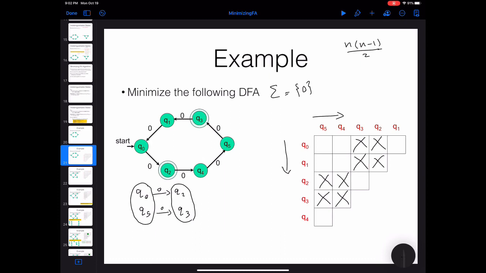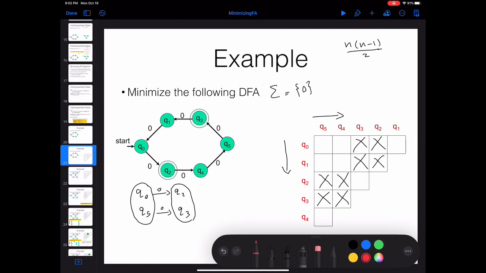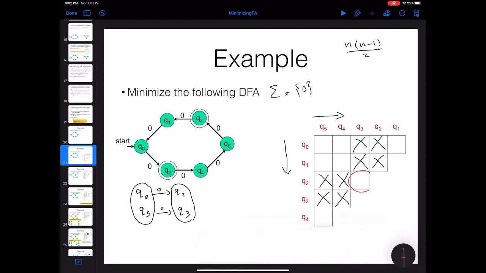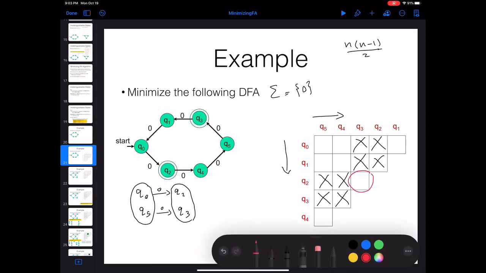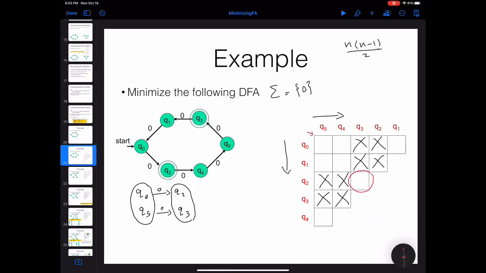When I'm checking that, I first need to actually refer to the table. Refer to the corresponding cell in the table, Q2 and Q3. Basically, so far I know nothing about Q2 and Q3, right? So I still can't decide about Q0 and Q5. But I just know that they are going to depend on this cell. You can see that I am still checking this cell, right? I haven't reached this cell yet.